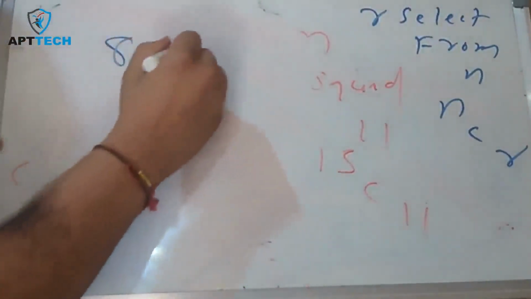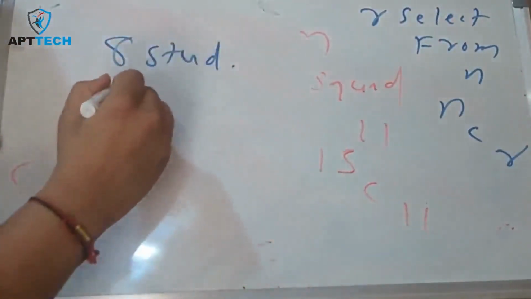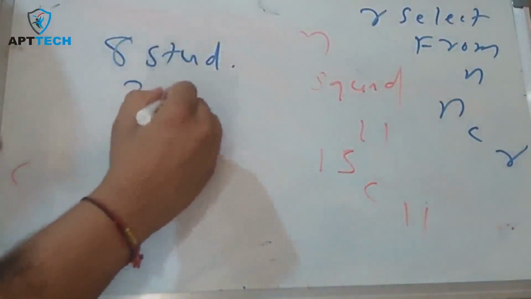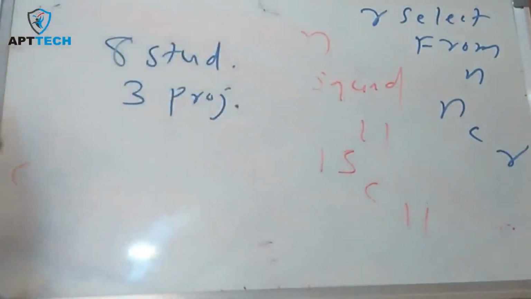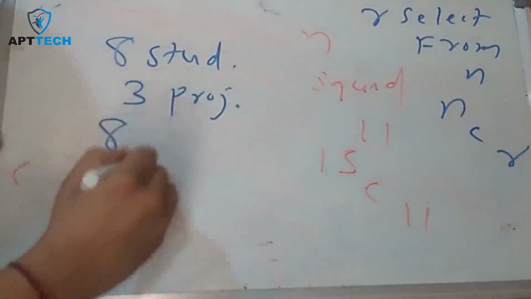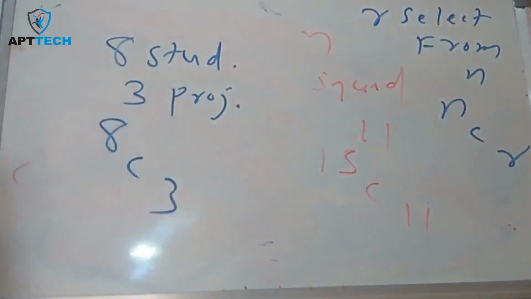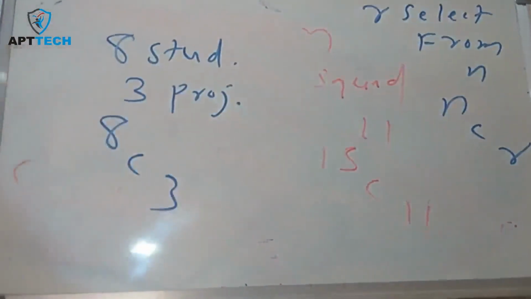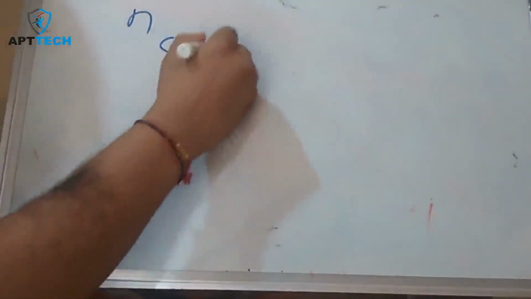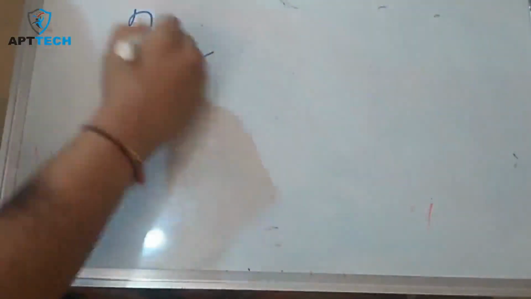Suppose we have 8 students, but for a project group only 3 are to be chosen. So that is 8C3. So far we have understood that NCR stands for selection of R objects out of N.